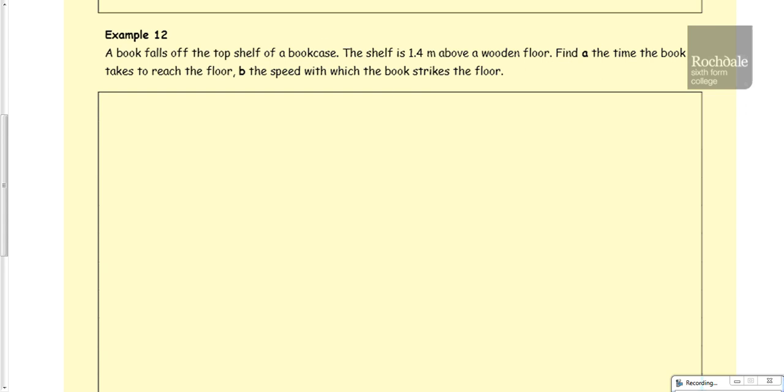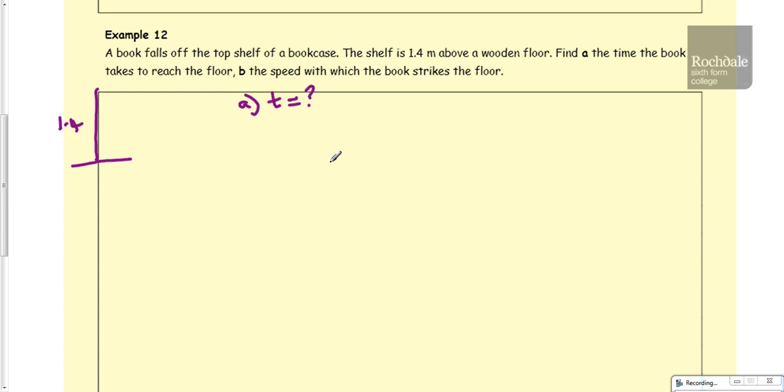Kinematics Example 12. This is another example of vertical motion, a little bit different to the last one. If we read the question, it's telling us that a book is falling off the top shelf of a bookcase. So it's starting at a certain height and falling downwards towards the ground. It says the shelf is 1.4 meters above a wooden floor. And we've got to work out a few different things, starting with the time the book takes to reach the floor. So for part A, the thing we're trying to find is time.